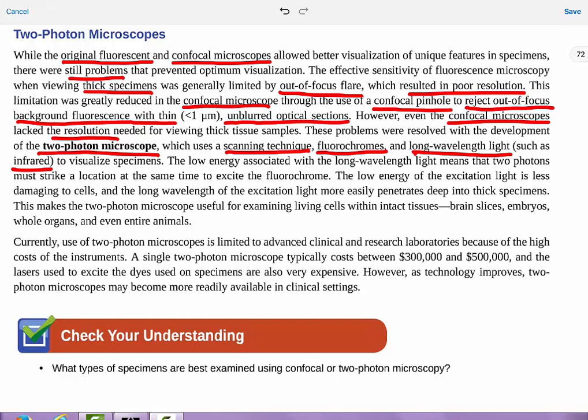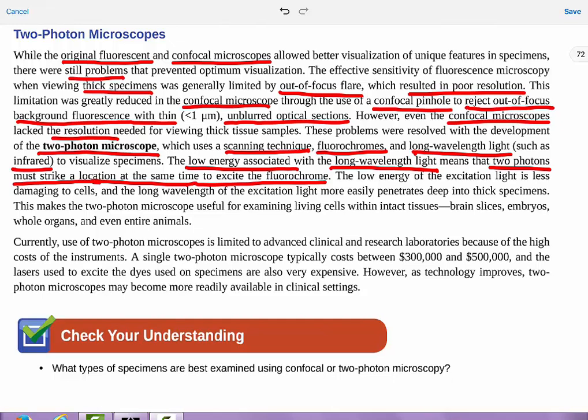We're talking about a scanning technique using long wavelengths, so infrared. The low energy associated with the long wavelength light, the infrared light, for example, means that two photons must strike a location at the same time to excite the fluorochrome. So we have our long wavelength light and low energy. We need only two photons to strike a location at the same time to excite the fluorochrome.